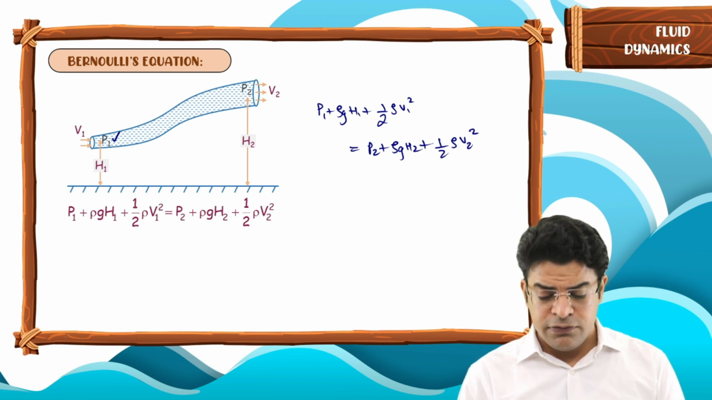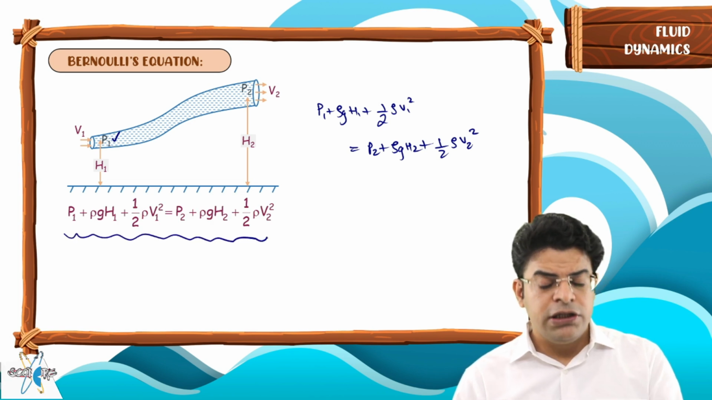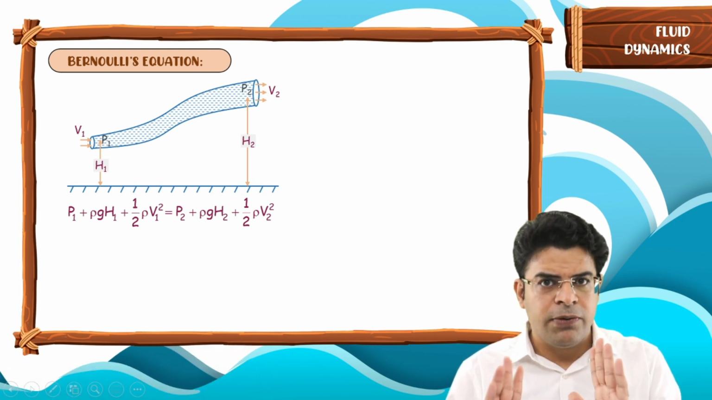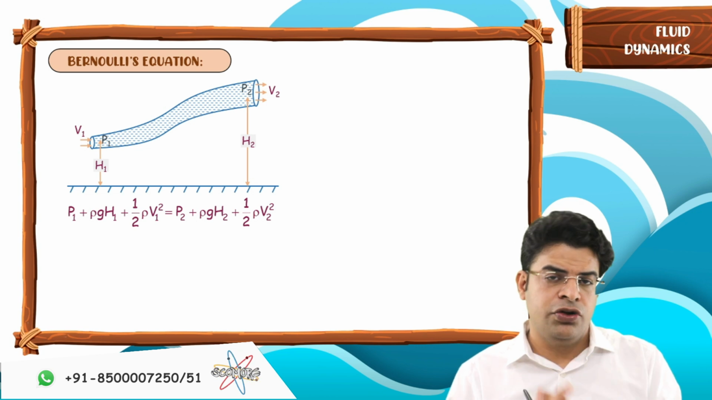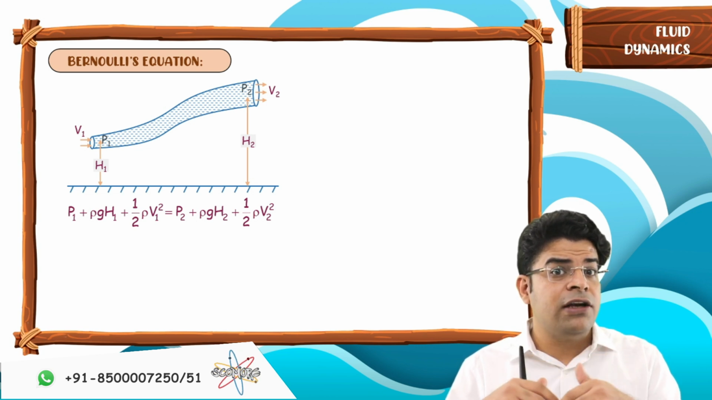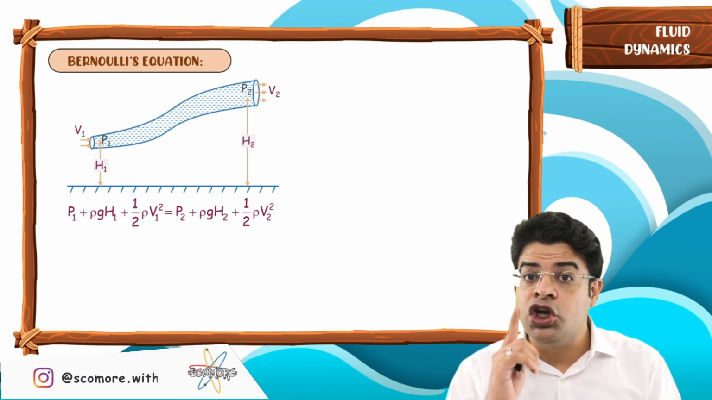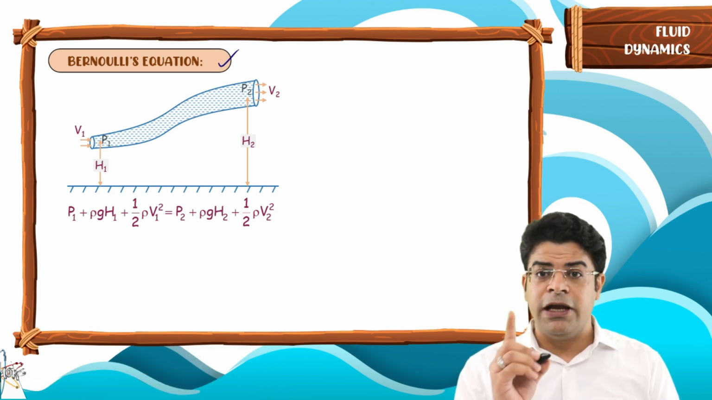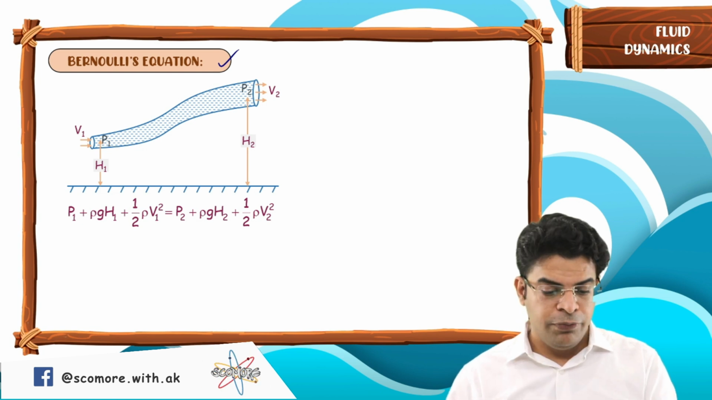From where do we get this particular equation? This equation comes from the work energy theorem. Just remember that this equation comes from the work energy theorem. Since it comes from the work energy theorem, it can't be applied on a viscous fluid. That's why every time you apply Bernoulli's equation, it must be applied on a non-viscous fluid.